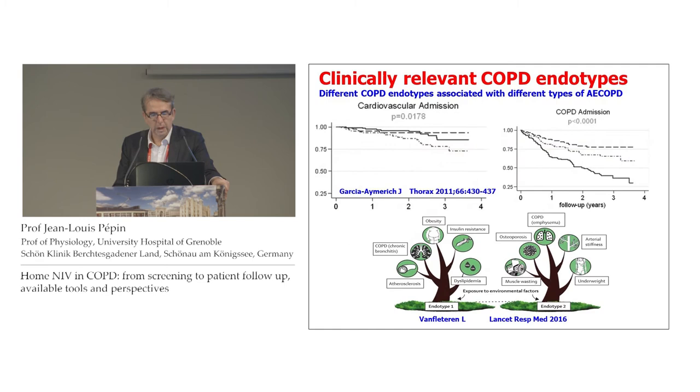So again, and it was part of the discussion before, we have two main endotypes or phenotypes. We have the obese COPD patient with limited reduction in respiratory function, a lot of comorbidities, both metabolic and cardiovascular, and we have also the cachexic, underweight COPD patient with muscle wasting, very severe emphysema and hyperinflation, and osteoporosis. And this is quite different, and you can see that during the follow-up, the type of exacerbation is different: mainly cardiovascular admission for the first endotype, and mainly respiratory exacerbation for the second endotype.